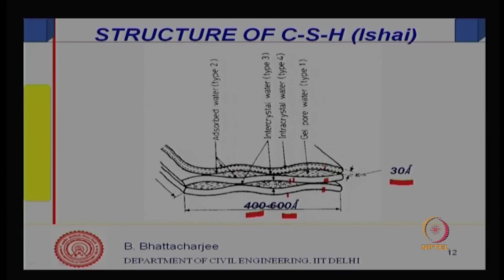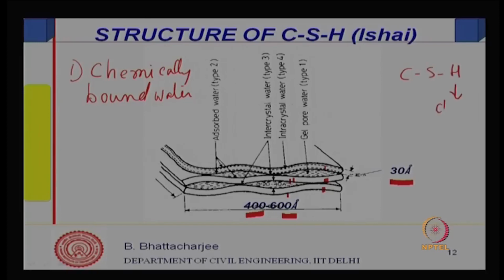Now, in porous material water can be held. First is chemically bound water, that we have seen. Chemically bound water is in the CSH. So, this is chemically bound, that we have seen.